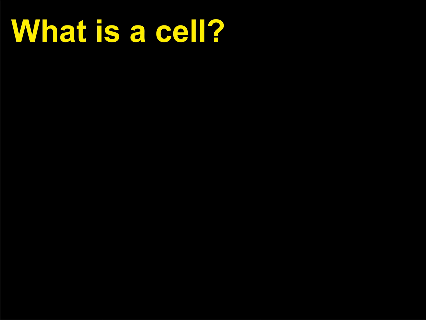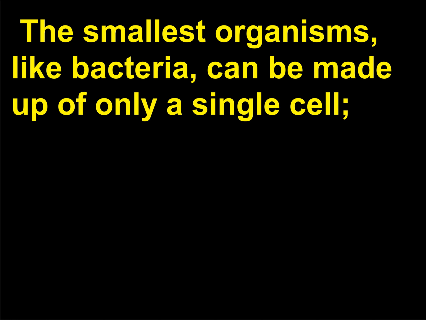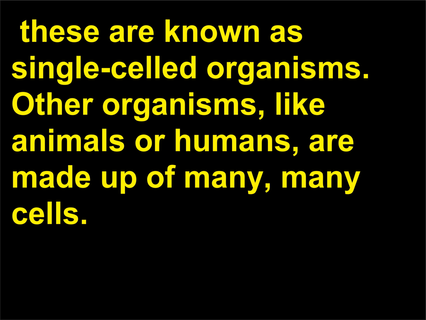What is a cell? Cells are basic structures that make up all living things. The smallest organisms, like bacteria, can be made up of only a single cell. These are known as single-celled organisms. Other organisms, like animals or humans, are made up of many, many cells.